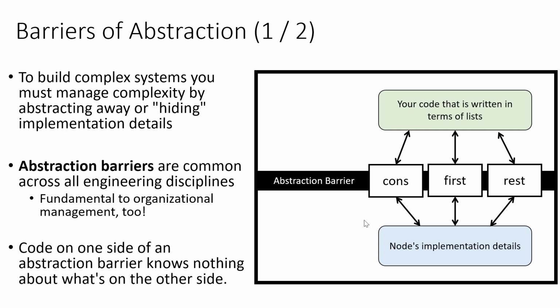And so the key idea is Node doesn't really need to know anything about how the other side of this barrier is using it, as long as it's upholding the things that it advertises it can do. It's successfully fulfilling the requirements of cons, first, and rest. And on this side of the abstraction barrier, the code that we write just needs to know that those things are going to work. It doesn't necessarily care how they were implemented. But in this next video, we're going to look at how, in our case, were these three functions implemented.